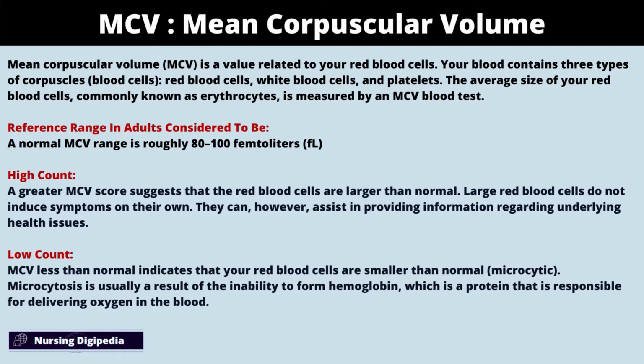A greater MCV score suggests that the red blood cells are larger than normal. Large red blood cells do not induce symptoms on their own. They can, however, assist in providing information regarding underlying health issues. MCV less than normal indicates that your red blood cells are smaller than normal, microcytic. Microcytosis is usually a result of the inability to form hemoglobin, which is a protein that is responsible for delivering oxygen in the blood.